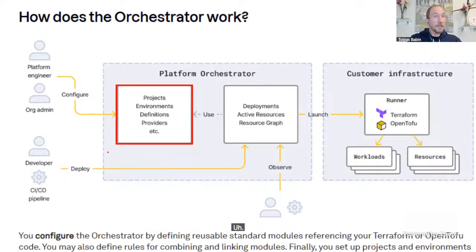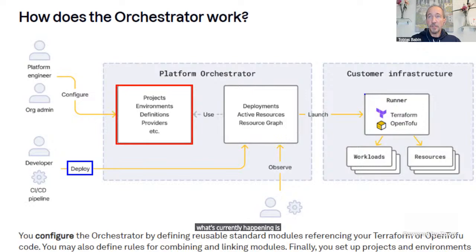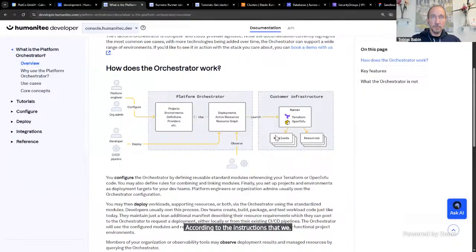We also have provided a deployment target in terms of a project and an environment. And now we can finally do this deploy step. What's currently happening is that the orchestrator launches the runner, in this case on our Kubernetes cluster, because we use that type of runner, and it will deploy that manifest according to the instructions that we left earlier on through the module.